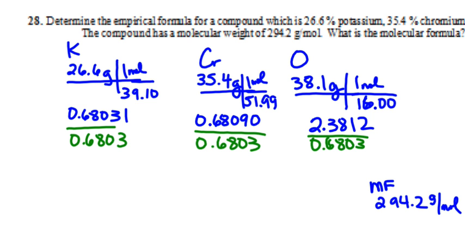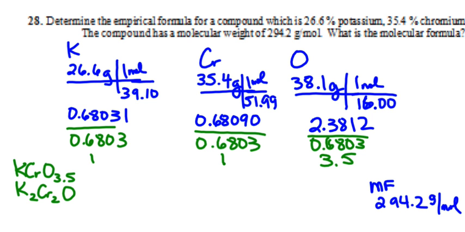All right, so I get a 1 here. I get a 1 here. What do I get here? A 3.5. That is way too far from a whole number to round. Okay, so I can't have KCrO 3.5. Totally not going to happen. So what do you think I need to do? Double it. Is it still a smallest possible whole number ratio? Absolutely. That's not any further divisible or can be reduced anyway. So this is my empirical formula.